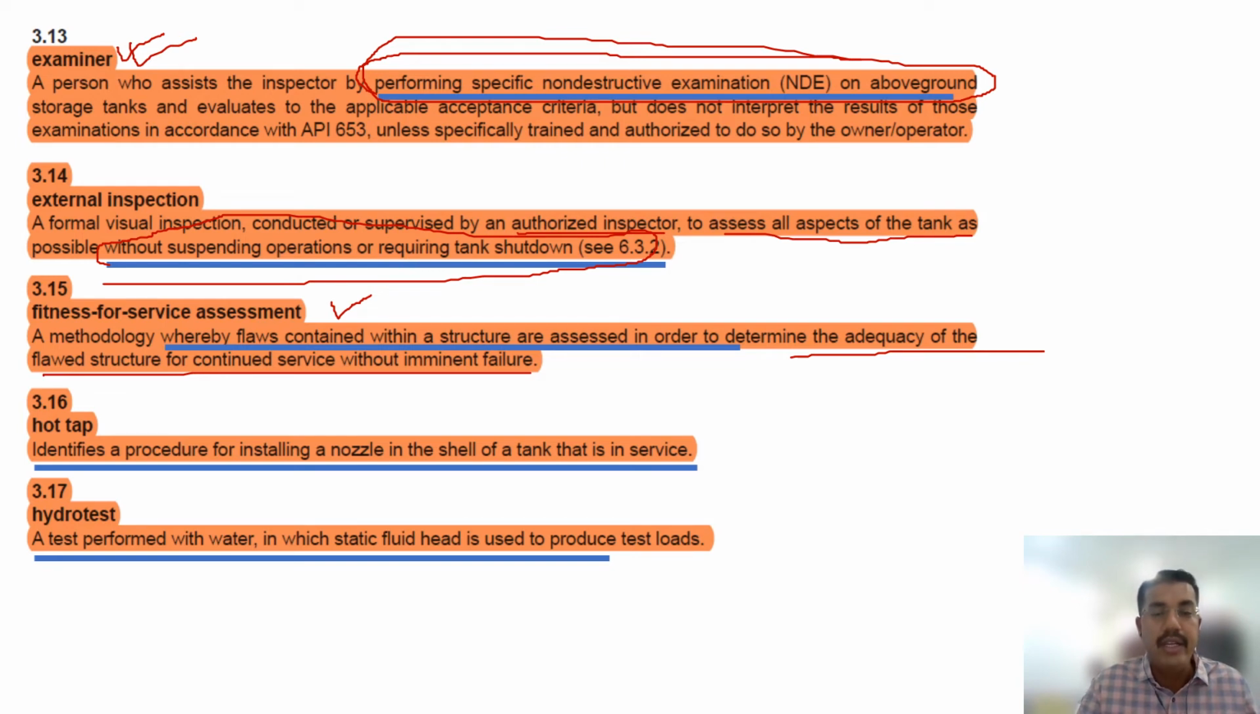Hot tap identifies a procedure for installing a nozzle in the shell of a tank that is in service. Okay, hot tap, we'll read. There is a chapter for hot tap. We'll read further. Hydro test is a test performed with water in which static fluid head is used to produce the test load. There is static fluid, no pressurized fluid. Static fluid only. That we read in API 650.